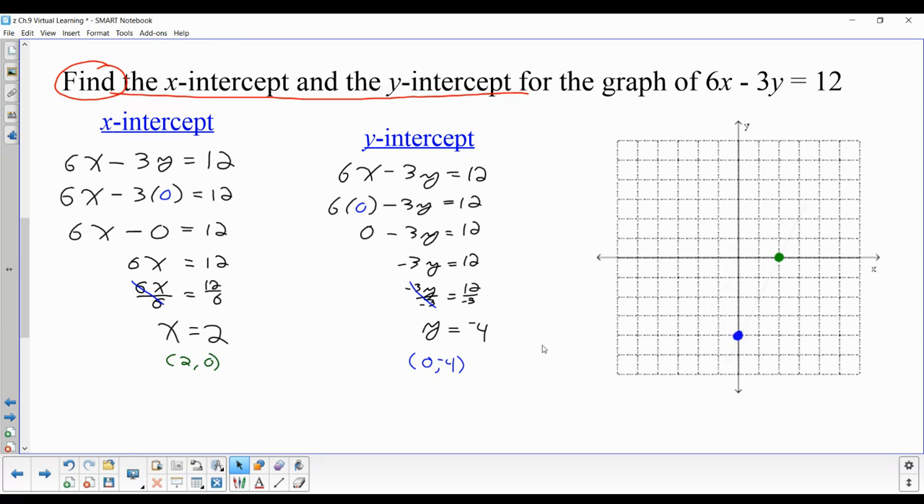That is my y-intercept. Once you have those two dots, you get a ruler or a straight edge and you connect the dots. You write the equation on the line, and that is how you graph an equation using the x and the y-intercept.